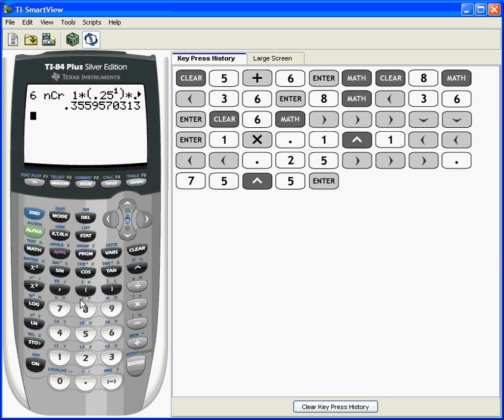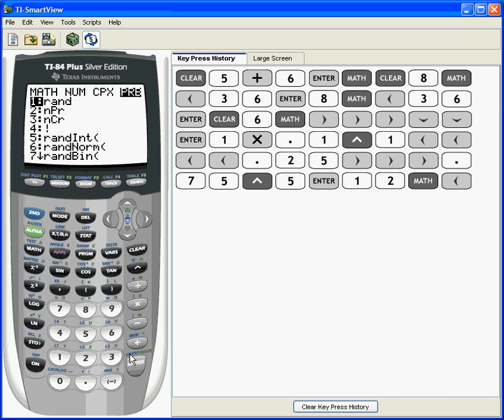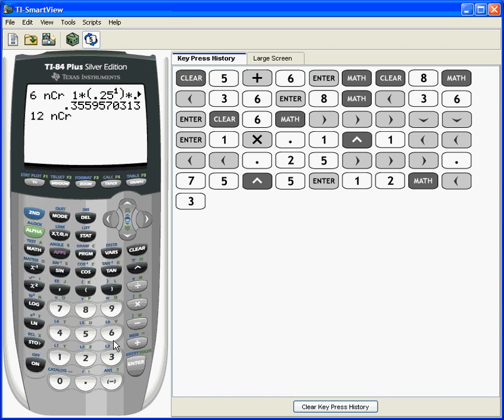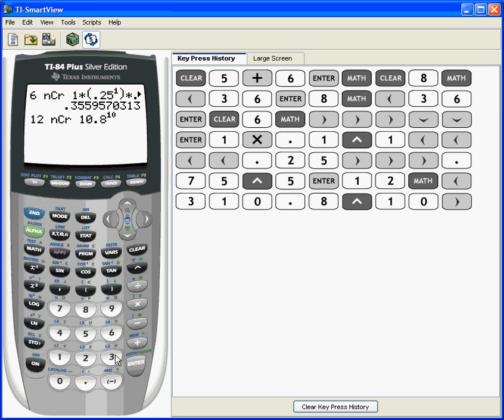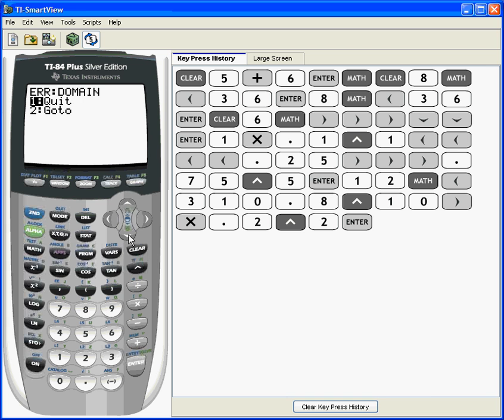So if we tried it with part B, we had 12 trials. I go into math, PRB, number 3, for that nCr. We're interested in 10 successes. The probability of a success is 0.8 raised to the 10th, and the probability of a failure is 0.2 raised to the second. Oh, I did something wrong. It doesn't like that symbol there. Still doesn't like something.